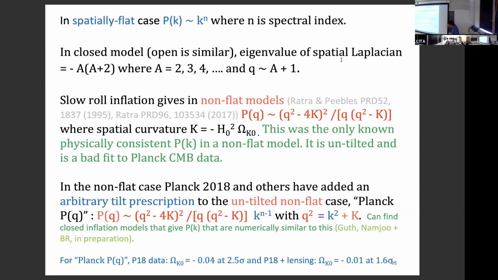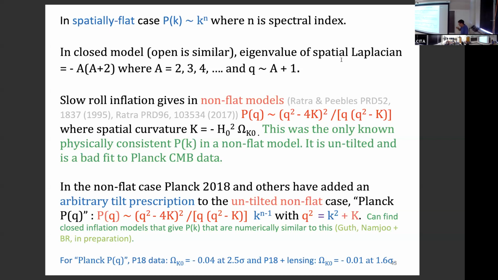So in the early 1990s, we looked at open models and computed the power spectrum in open inflation models, and we got this expression over here. And these models had extremely slow roll inflation, very, very slow roll inflation, so you don't end up with tilt. But you can take this and fit it to the CMB data, and you find that they don't fit very well. But this was really the only physically consistent P of K because it was computed in a non-flat model. But it doesn't fit the Planck data at all. It fits it pretty badly.